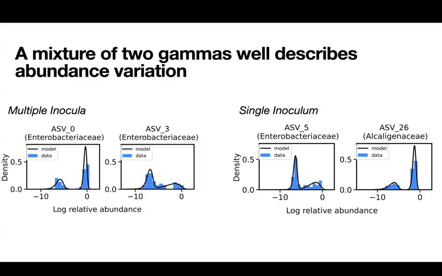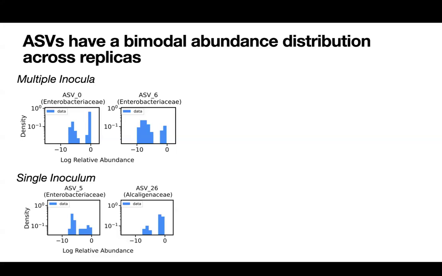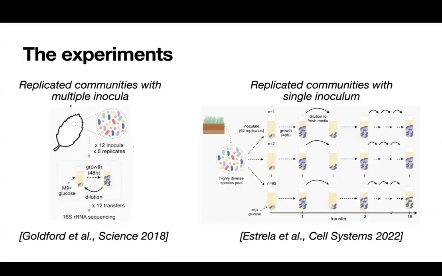Sorry, Jacopo, what is the difference between multiple and single inoculum? So these are two different sets of experiments. In the multiple inocula, basically there were 12 different leaves from which the communities were taken, and then each inoculum was replicated 8 times. So you start from, in principle, a different pool of species. Right, got it. Okay, thanks. While in the second case, you have a single inoculum, so each community was started from the same set of bacteria.